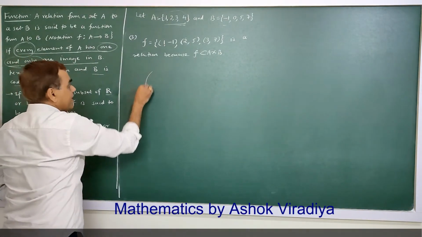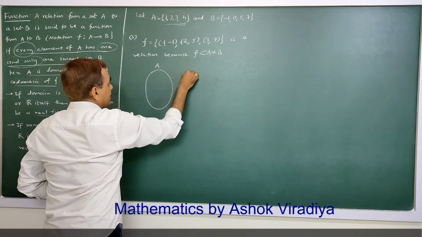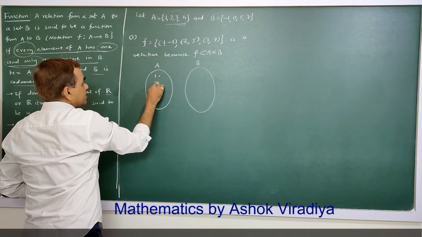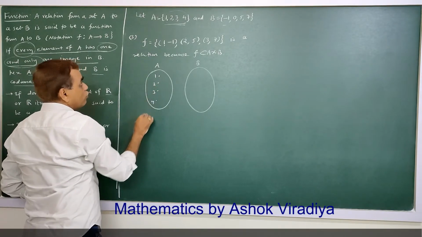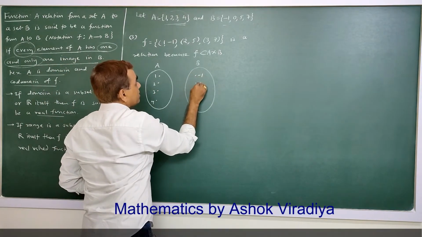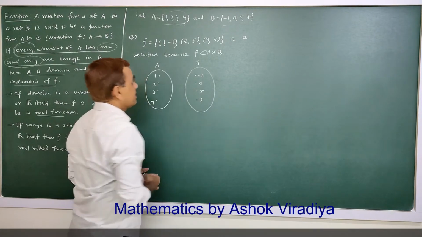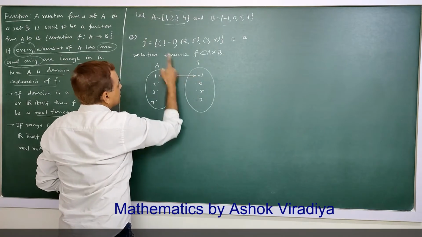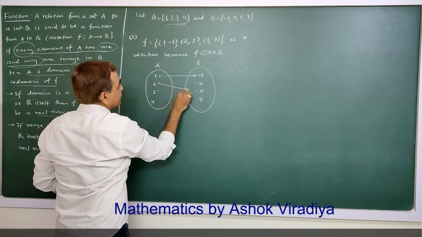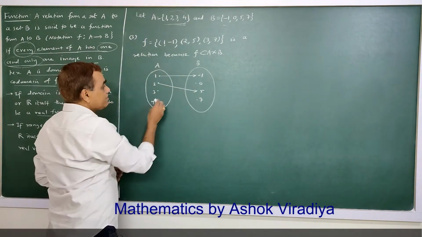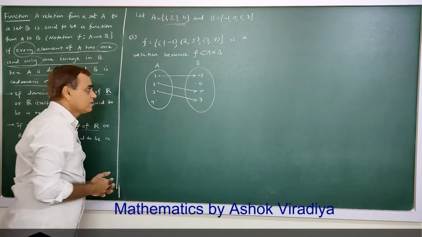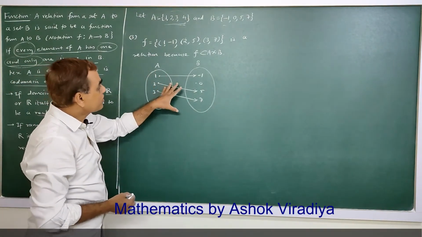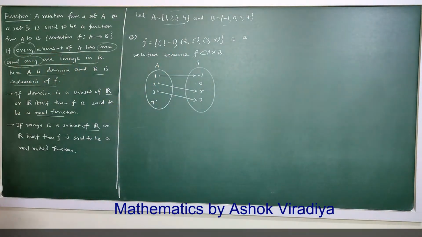Now we check the Venn diagram. Set A contains 1, 2, 3, 4. B contains -1, 0, 5, 7. Image of 1 is -1. Image of 2 is 5. Image of 3 is 7. This is the pictorial representation of this given relation.